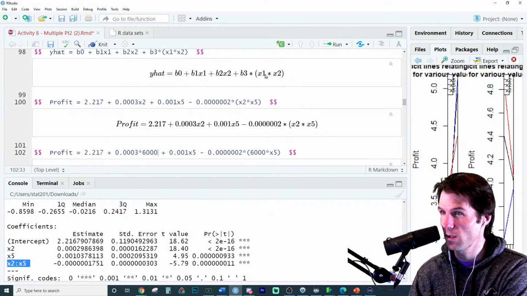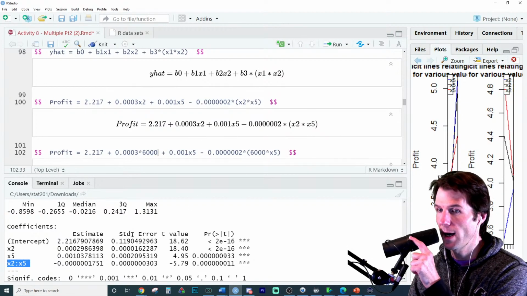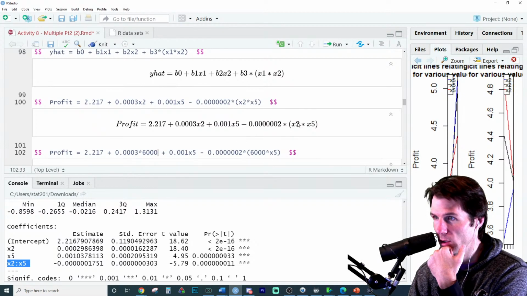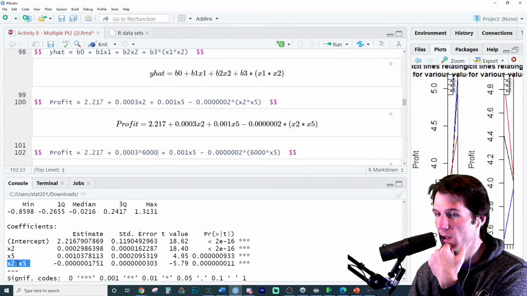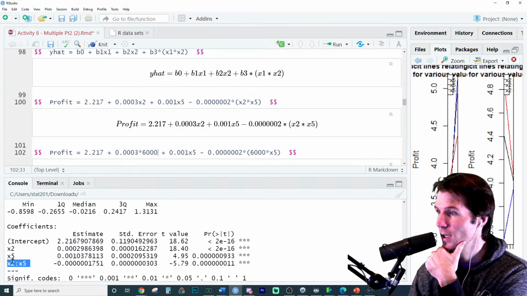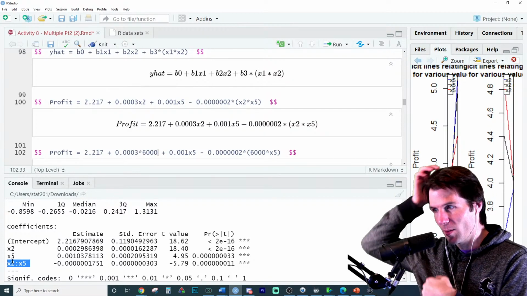So you see how the first and second terms are x2 and x5 respectively. So the interaction term is the x2:x5 interaction term. This colon right here means it's an interaction term, which means it's multiplied. Good questions there, Peyton.